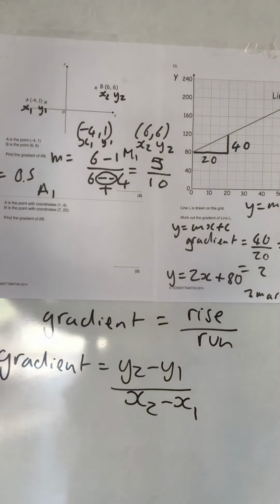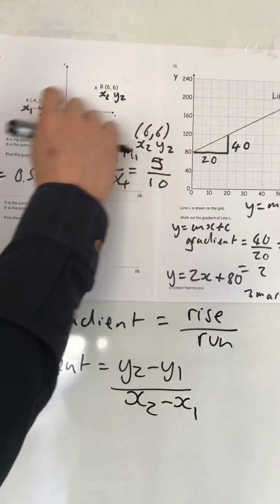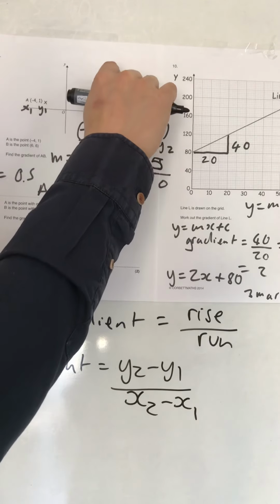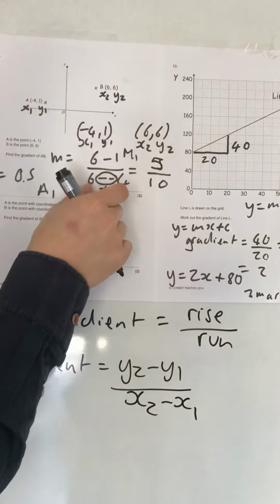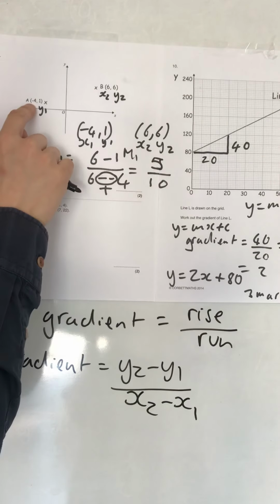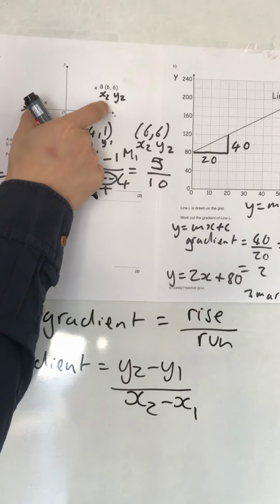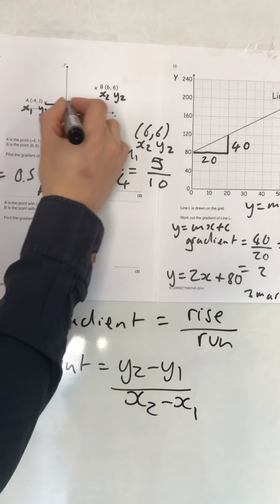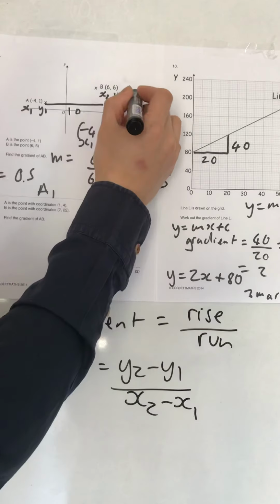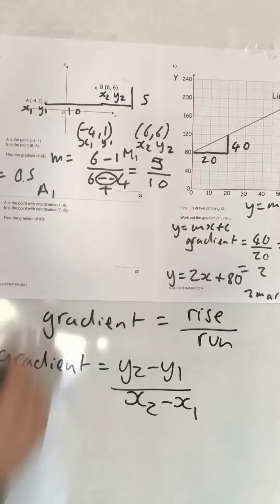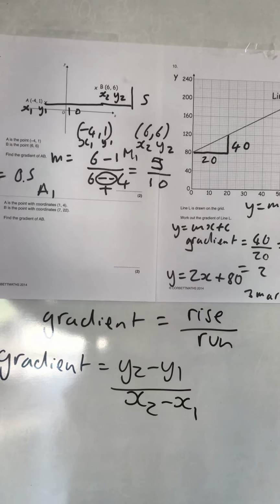And this will make sense because if you do y2 take away y1, the coordinate going from 6 to 1, that actual height is 5. And if you do x2 minus x1, you can see the distance from here to here would actually be 10. And that's why that works.